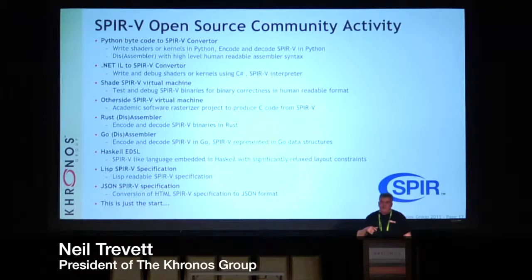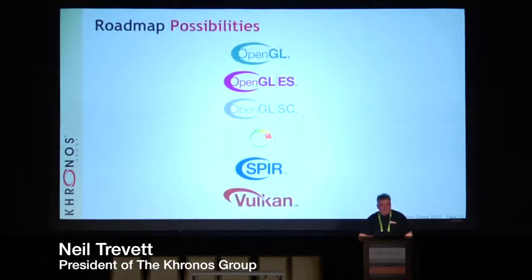And even though SPIR-V is not even finalized yet, a quick Google gives dozens of open source projects already using SPIR-V. So there's now a .NET translator, so you can use C# for doing your shaders if you want. There's Haskell translators. There's virtual machines, debuggers, all emerging already out of the open source community. This is good ecosystem karma. And I think it's my last two slides.